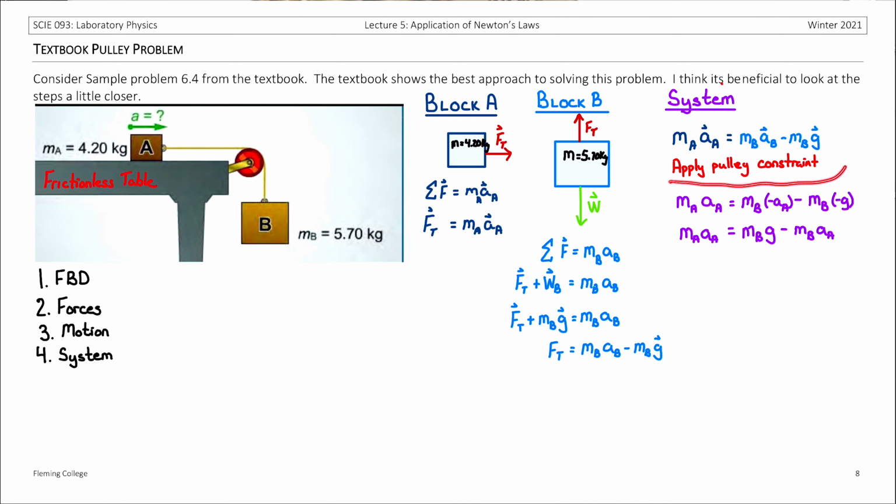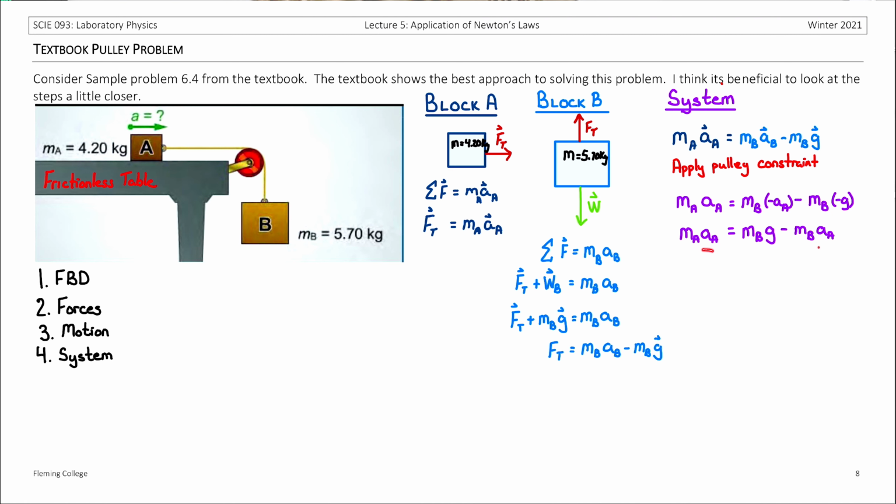This application of the constraint is something that I think the textbook glosses over too quickly, and one of the main reasons that I wanted to take a deeper look at this problem. The other was to make sure that this step from here on is explained in more detail. The textbook explains this as, the rest is just algebra. Let's look at that algebra.